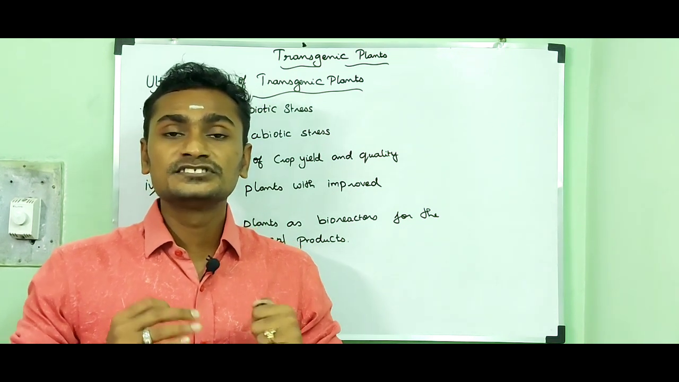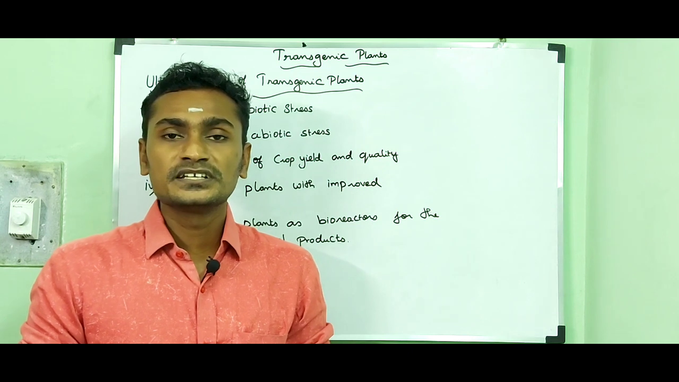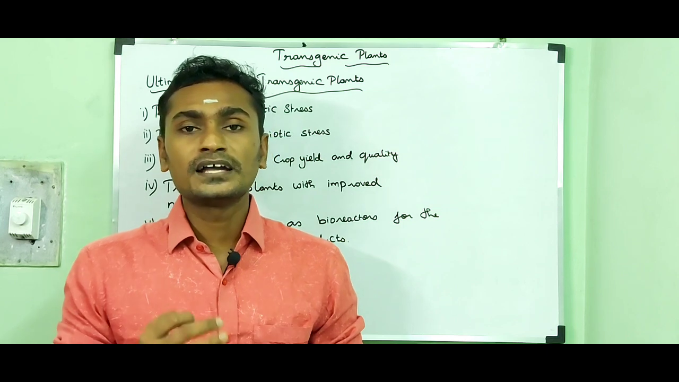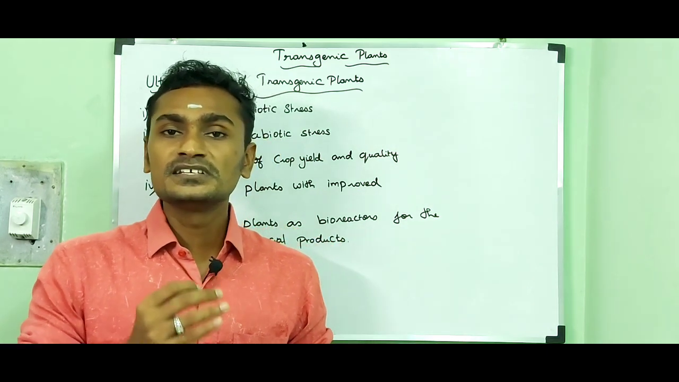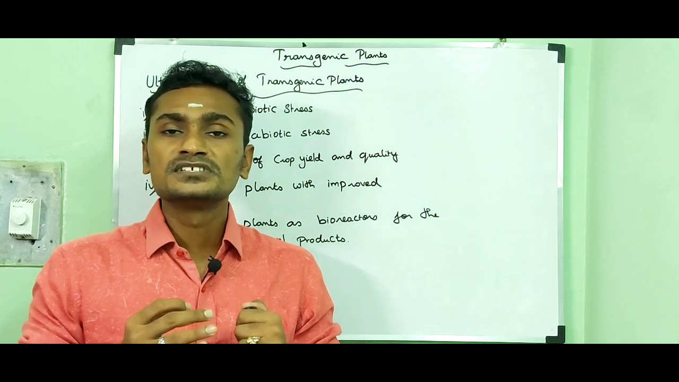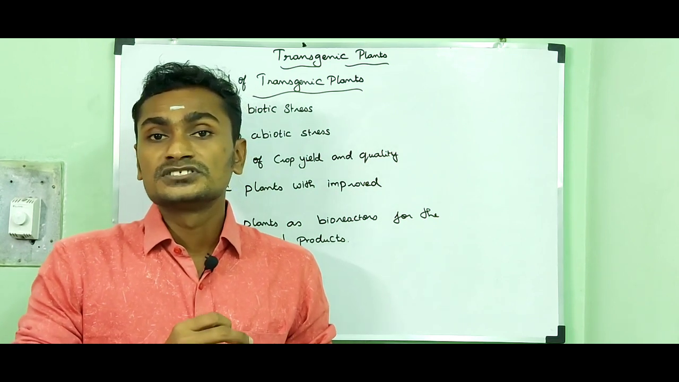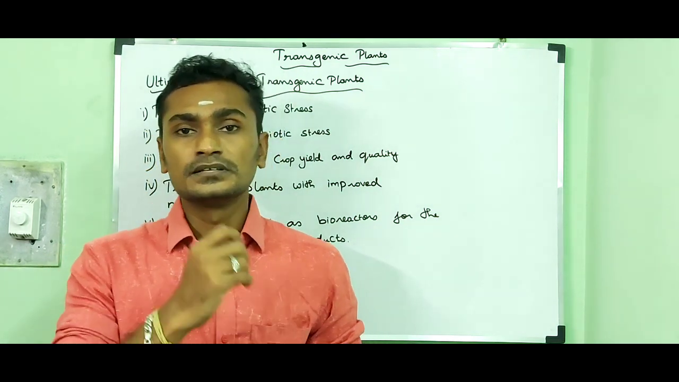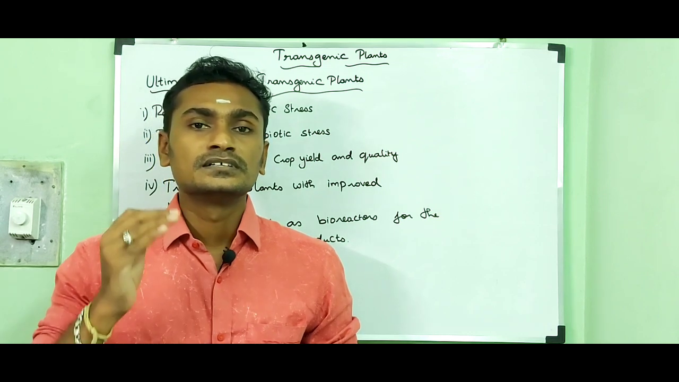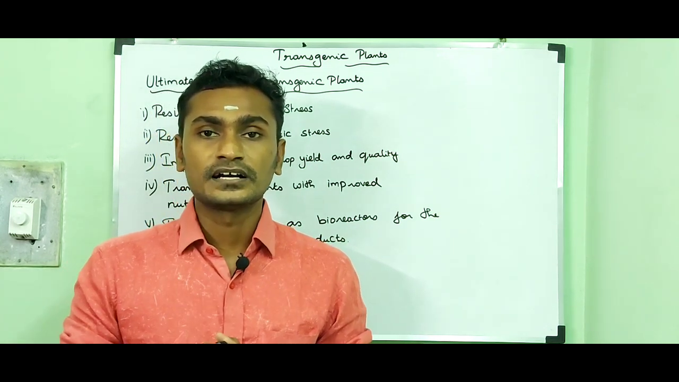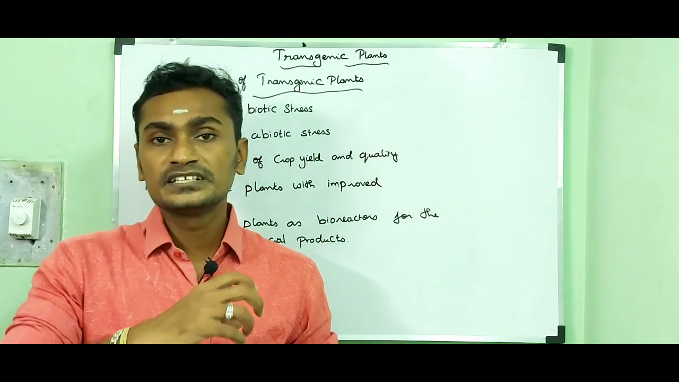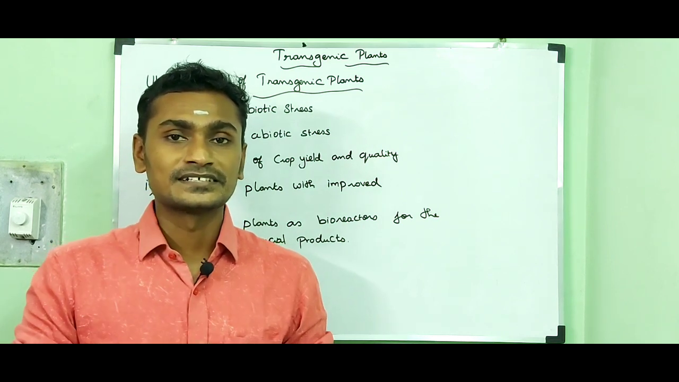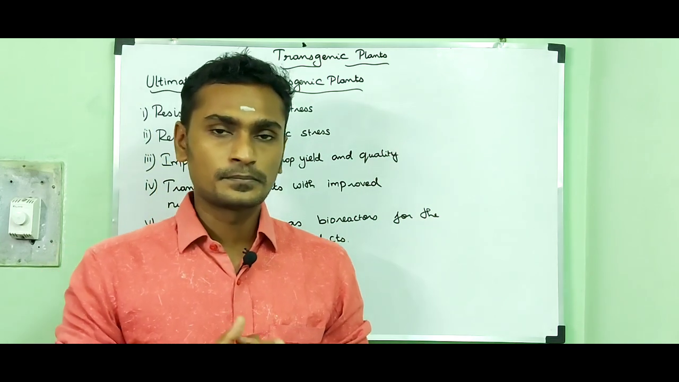That means the plant genome is altered by recombinant DNA or a novel DNA, which is introduced into the plant genome with the help of a physical mediated gene transfer method or a chemical mediated gene transfer method. This results in the integration of that novel DNA with the plant genome. After the integration, the plant shows a desirable novel character, and those plants are called transgenic plants.